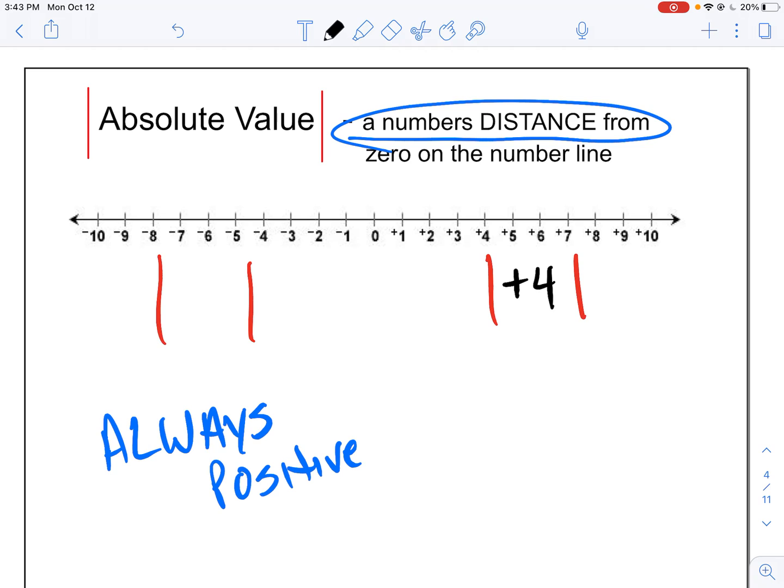We have positive 4 and we have negative 4. Well, positive 4 is 4 spaces away from 0, but so is negative 4. So they each have the same pure value of being a 4. So you notice both of those are positive numbers.